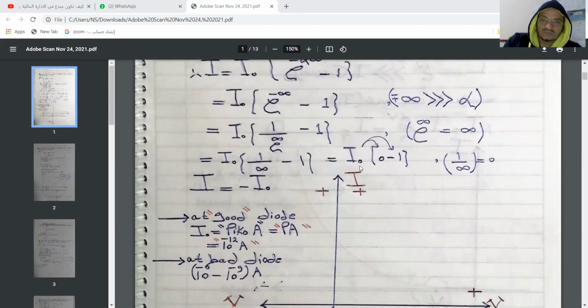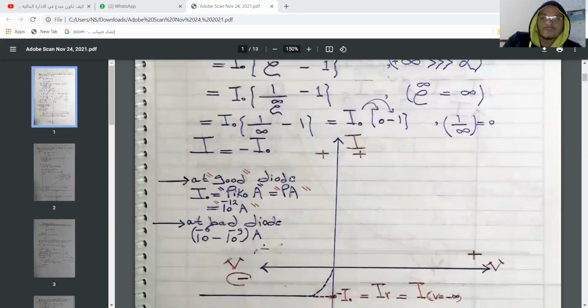and after that will be 1 divided on exponential infinity equal infinity. 1 divided on infinity equals 0. That's mean I equal minus saturation current, or we can say IR reverse current equal minus saturation current. This will be important. Let me write this.